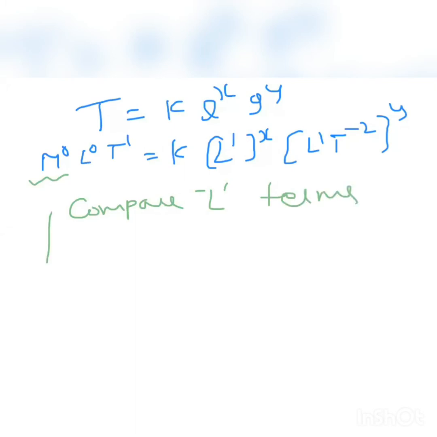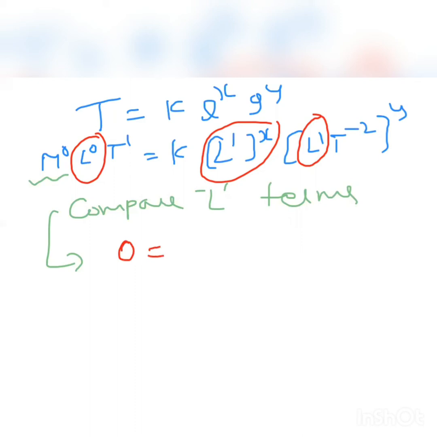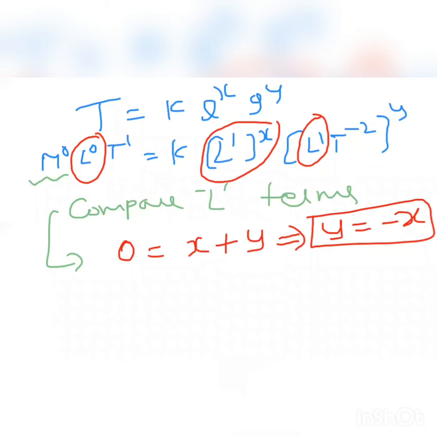So compare L terms means we observe carefully. What is the L term here? L power 0 on the left, and here L power X, and L power 1 into Y. Compare L terms: LHS is 0, RHS is 1 into X and 1 into Y. Powers we have to add, so X plus Y. So what I understood is Y is equal to minus X. X and Y are related like that.